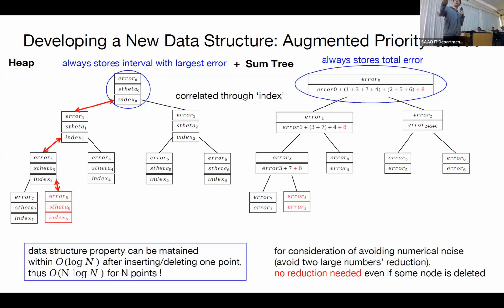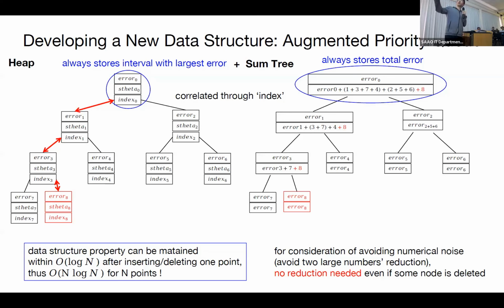And if you insert a new point, for the left part, you only need to swap with the parent node if the parent is smaller than the current one. For the right part, you only need to add the current error to all parents up to the root node. So the data structure property can be maintained within log time after inserting or deleting one point, because the number of layers is just log, and thus it is n log n for n points.